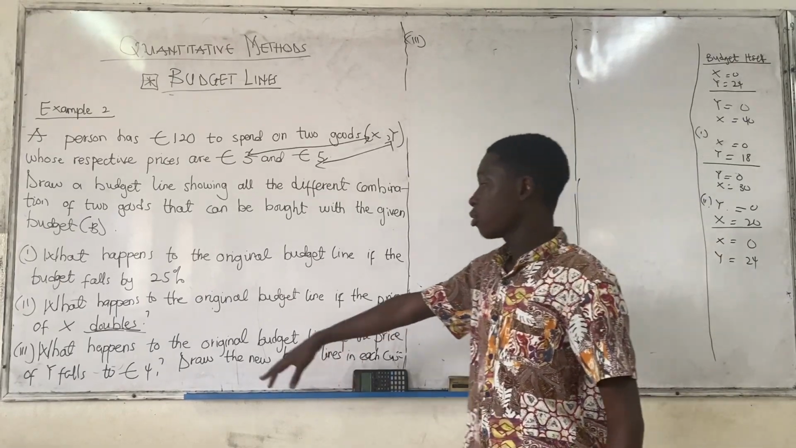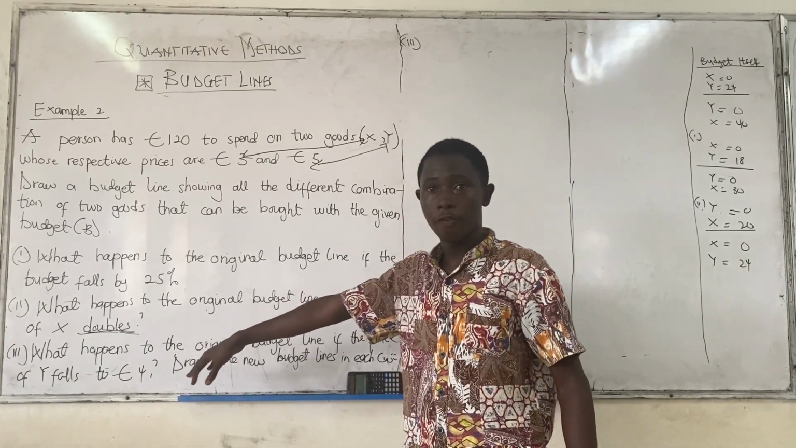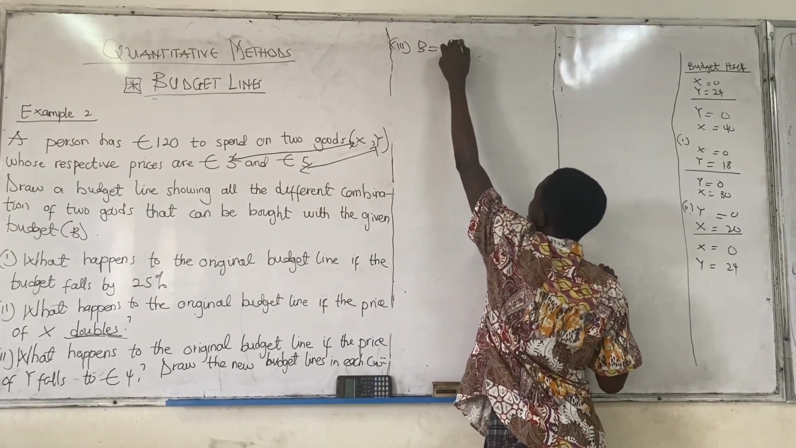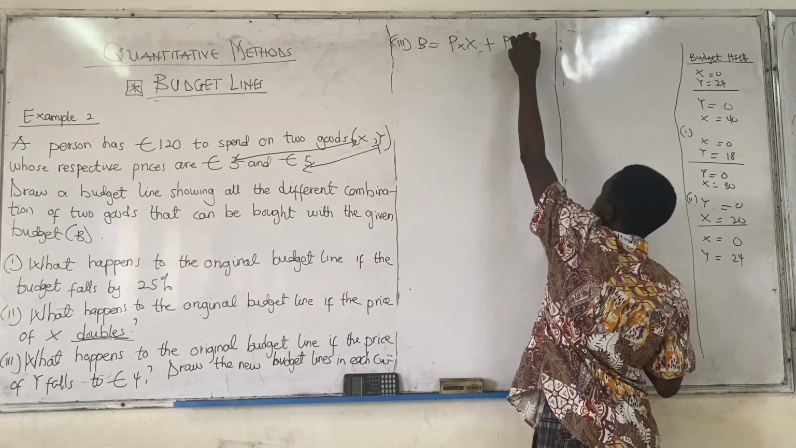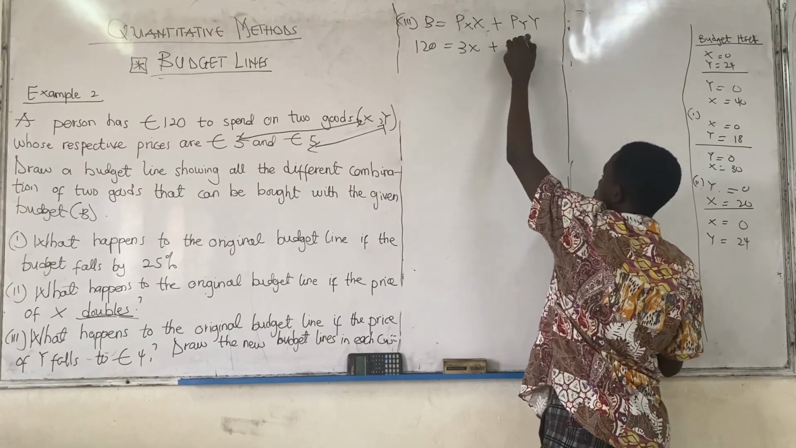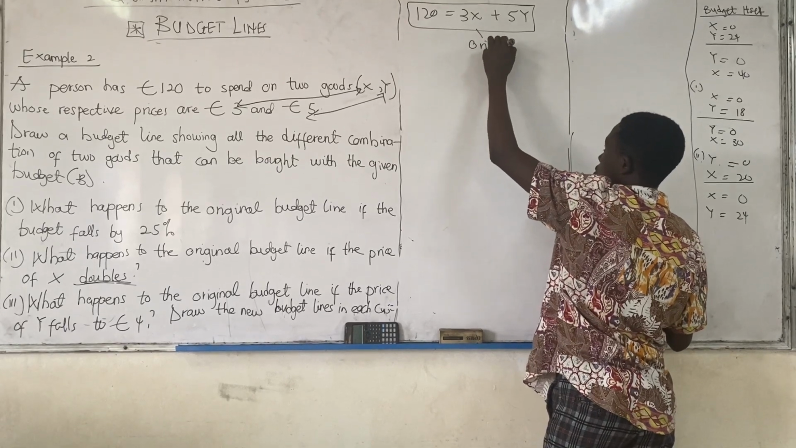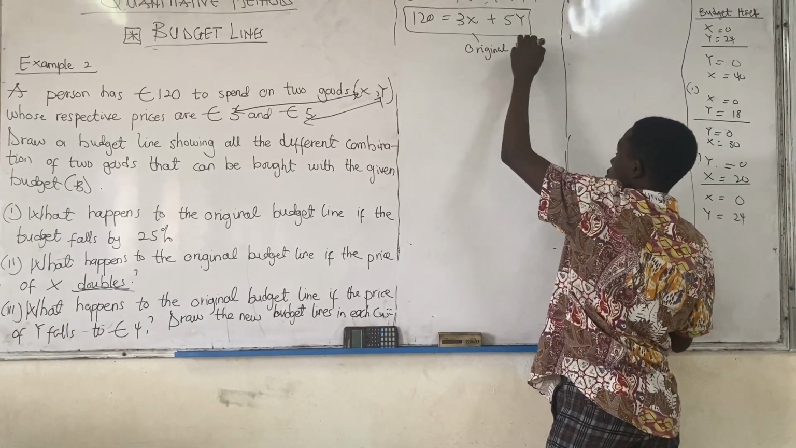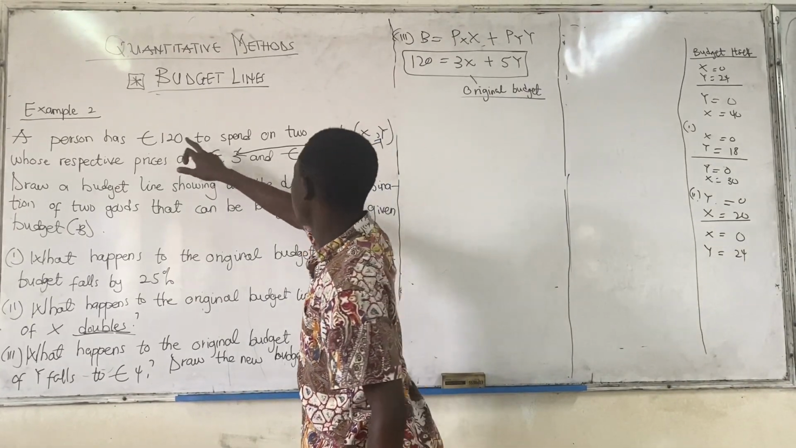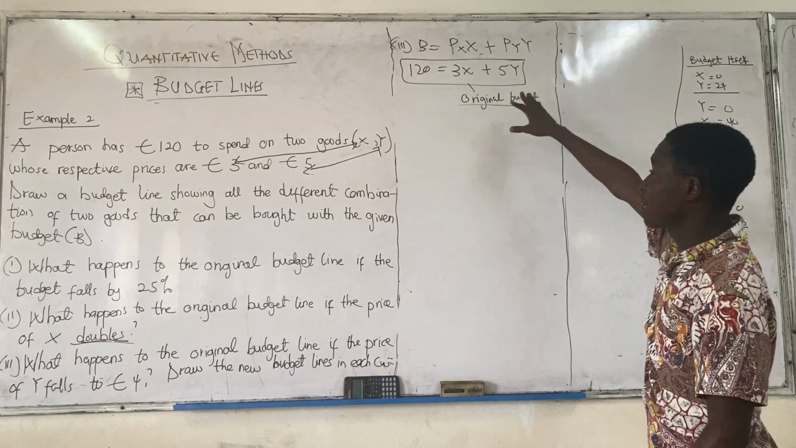So with the third question, you're like, what happens to the original budget line if the price of y falls to 4 euros? Are you good? So the original budget line was what? So the formula is the price of x times x plus price of y times y. This is the original budget itself from the question. Budget was 120, price of x was 3, price of y was 5. So we have 120 is equal to 3x plus 5y.